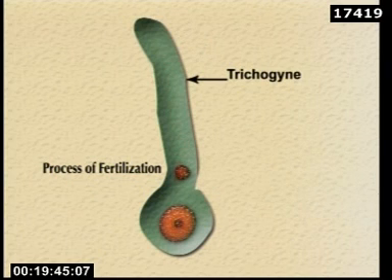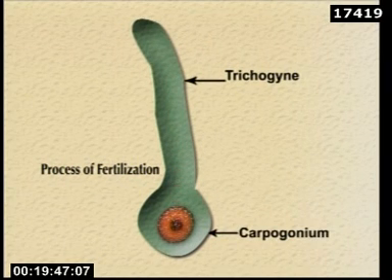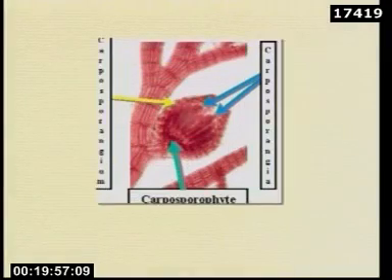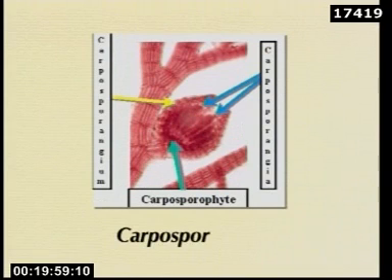The 2 nuclei, male and female, fuse and form a diploid zygote nucleus which lies at the base of the carpogonium. Now the post-fertilization changes and development of carposporophyte. After the process of fertilization, the sexual apparatus undergoes a remarkable change leading to the development of carposporophyte.